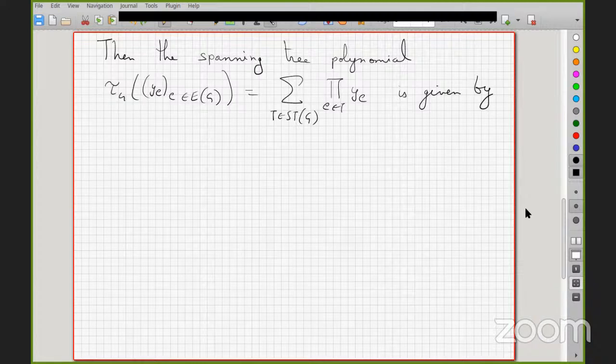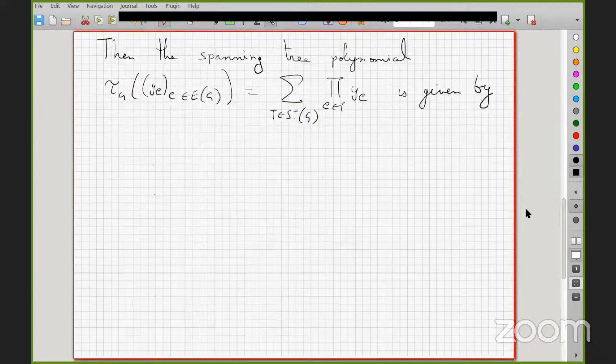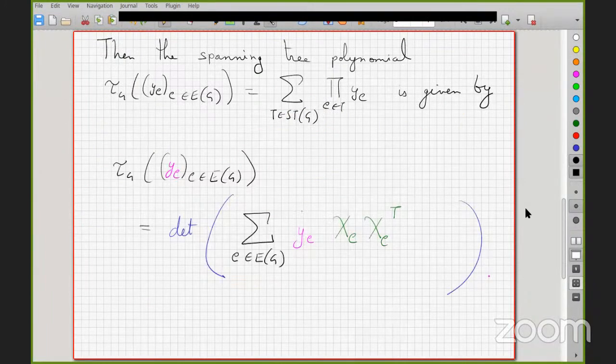And the matrix tree theorem says that this has a nice representation: the spanning tree polynomial is exactly the determinant of the following matrix. You look at these rank 1 matrices, chi_e times chi_e transpose. For each edge you have this matrix, and then you multiply that matrix by y_e. How many non-zero entries does this chi_e chi_e transpose matrix have?